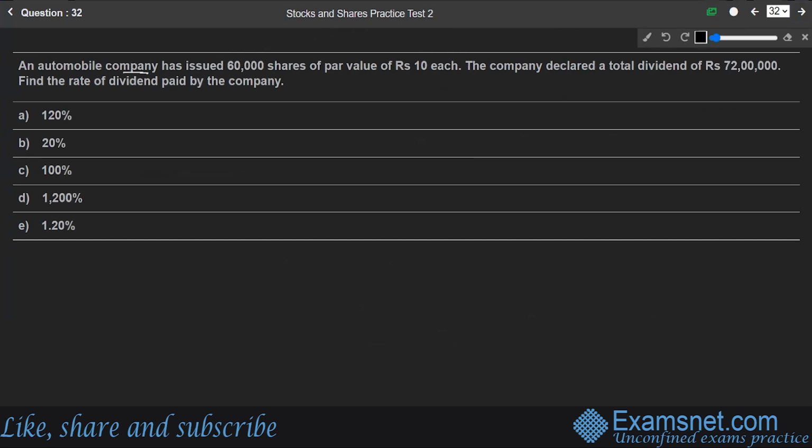An automobile company has issued 60,000 shares, each of par value rupees 10. So the par value is also given. We can understand that the total number of shares is 60,000 and they are being sold at par. At par is always when the market value is equal to the face value itself. So we can write down the market value of each share is rupees 10.